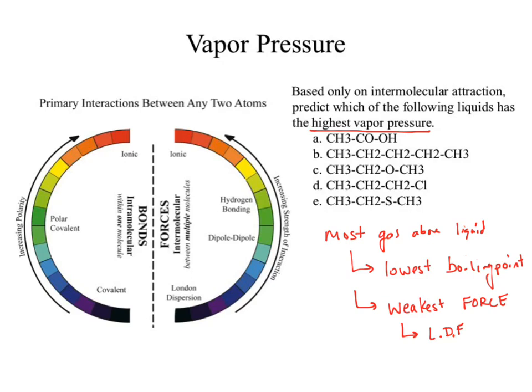No. So London dispersion comes from what compounds? What kind of bonds? Non-polar covalent. How do I know I have a non-polar covalent bond? Same atom to same atom. So same to same and carbon to hydrogen. So to answer this question, we literally haven't even looked at the answers really much yet. Most gas above a liquid means lowest boiling point, which means weakest force, which means London dispersion, which means non-polar covalent, which means I need to find same to same or carbon to hydrogen.